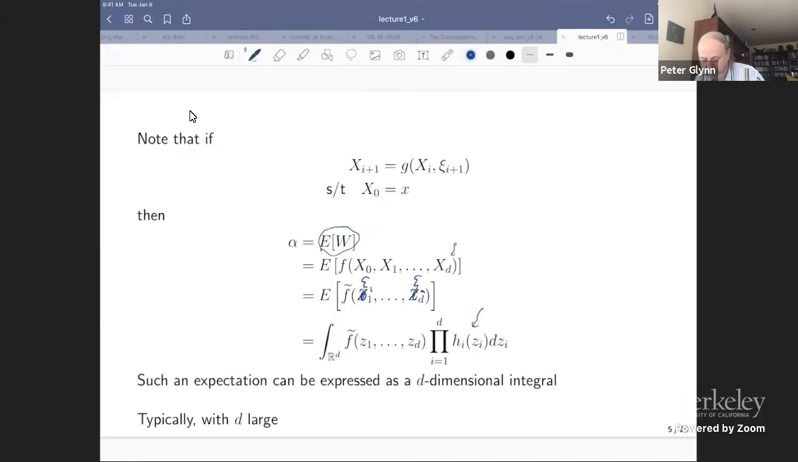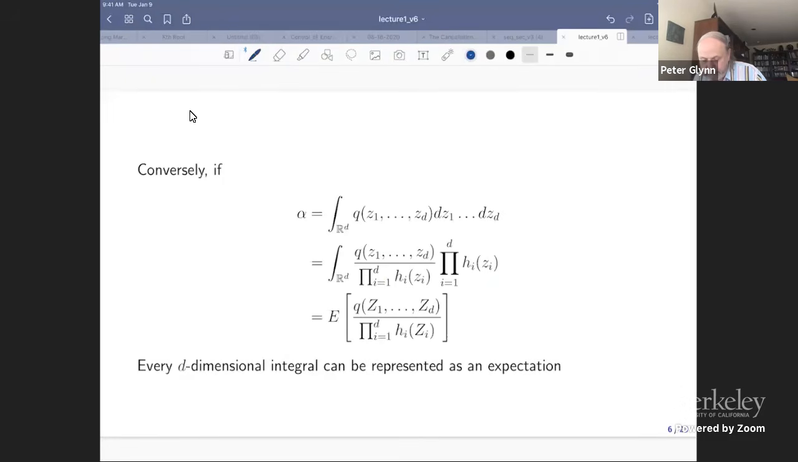You can see in this context that the dimension of the integration that we're doing corresponds to the length of the time horizon. And of course, it could easily be that the simulation involves a Markov chain in which the CIs are most naturally vector valued. So if the CIs take values in R^K, then effectively these HI of ZIs correspond to probability density functions on K space, and then we're doing a K times D dimensional integral. So in the world of simulation, it would almost invariably be the case that this integration that we're effectively trying to do is very high dimensional.